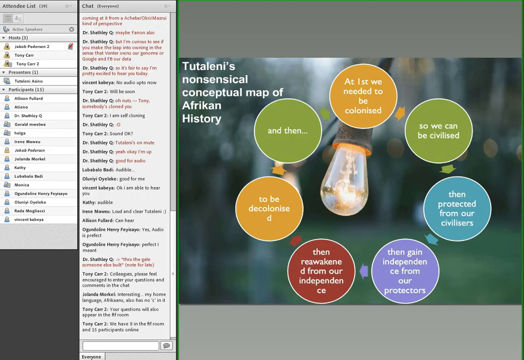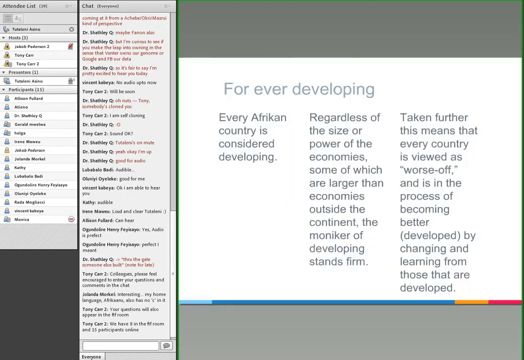So there's always this idea that as an African, you're always in a constant state of becoming and never being enough. That is, for me, how Africa as a whole has been conceptualized. And for me, that is a bit problematic because it sets up this narrative that every African country is developing, no matter what economic size it has.